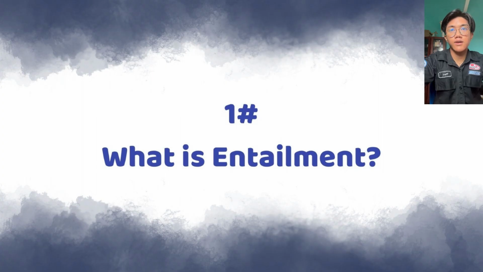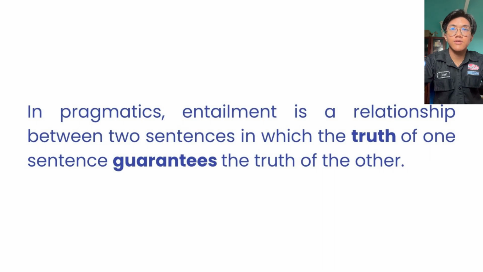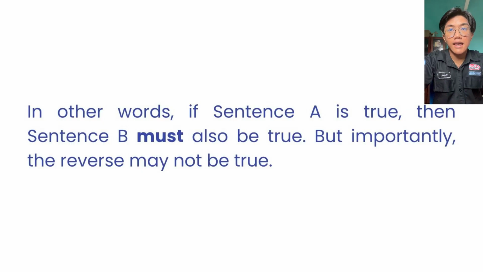First, let's define what entailment is. In pragmatics, entailment refers to a relationship between two sentences where the truth of one sentence guarantees the truth of another sentence. In other words, if sentence A is true, then sentence B must also be true. But importantly, the reverse may not be true.